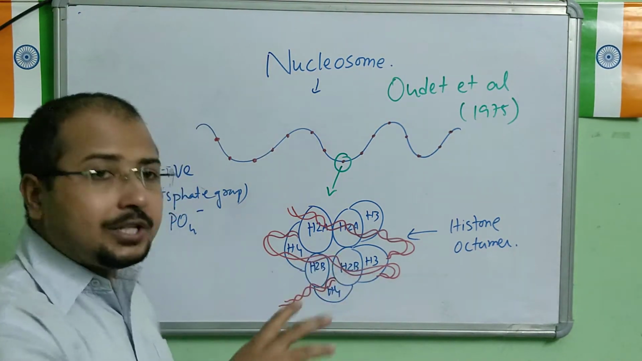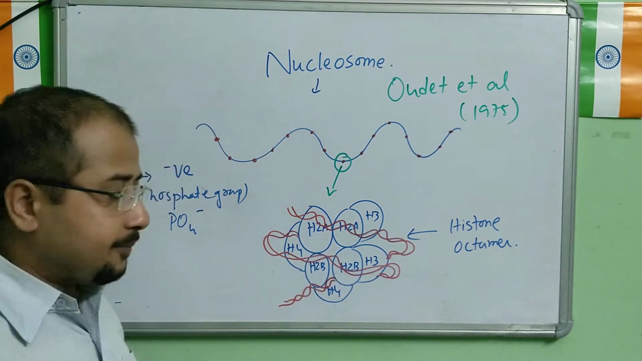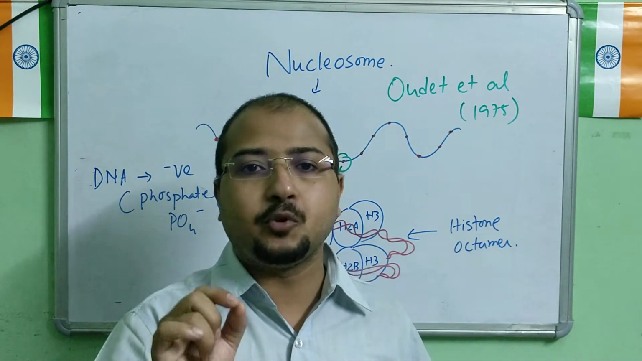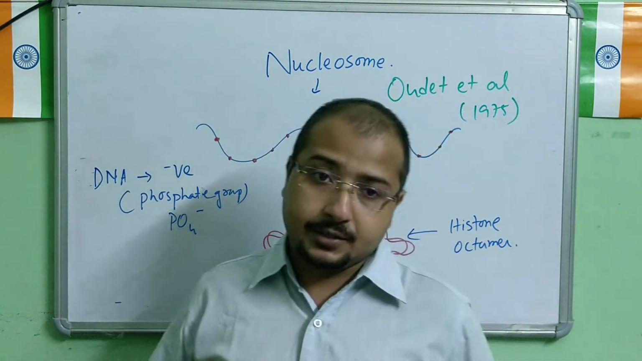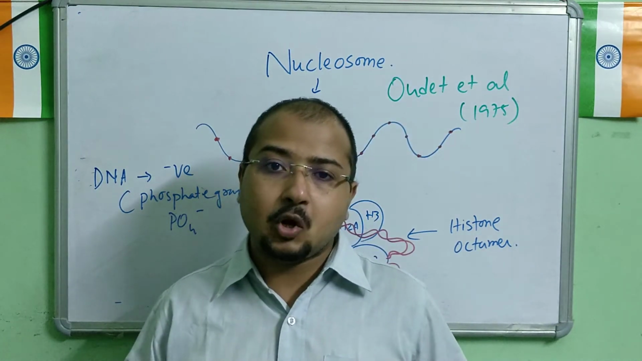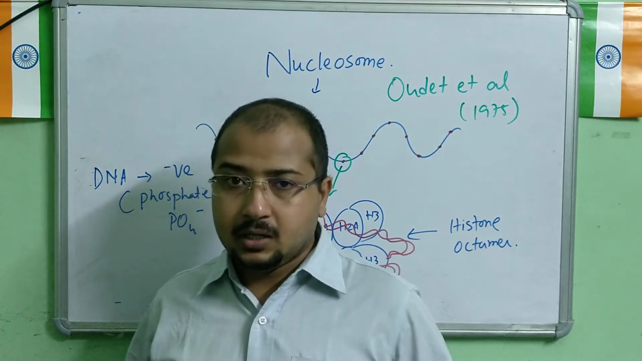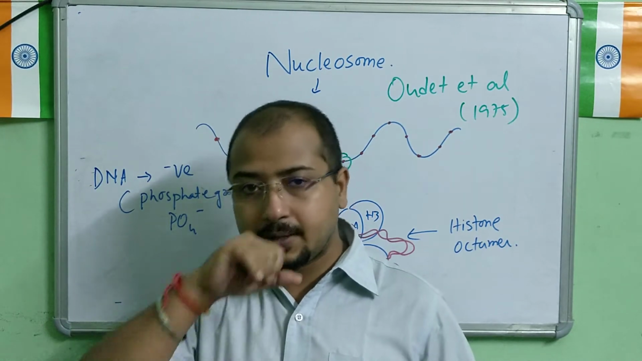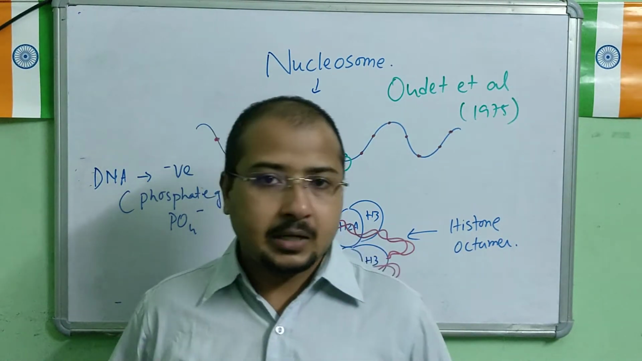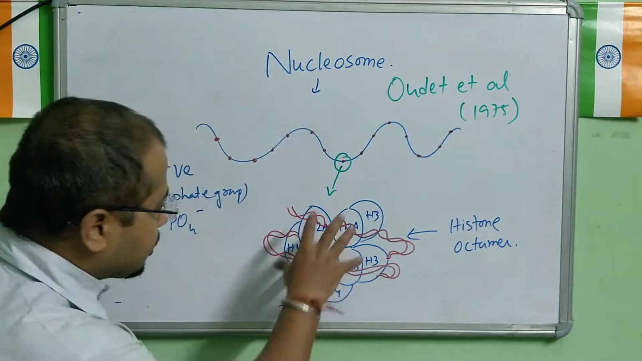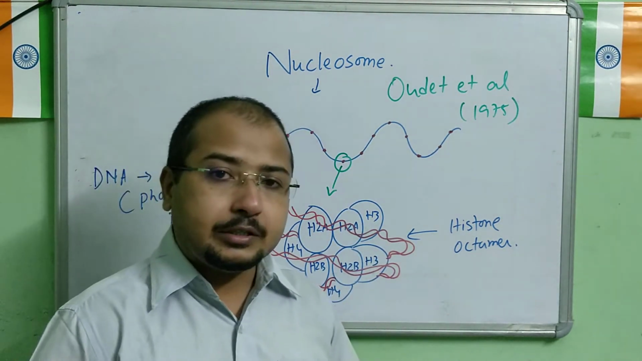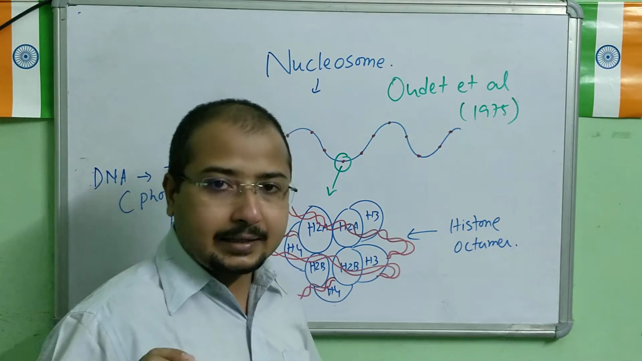The proteins. Now if you look at the proteins, what are the basic building blocks of proteins? Amino acids. Amino acids are the building blocks of protein. There are 20 different types of amino acids which make up all the different proteins. Okay. Now the histone proteins, two different amino acids are there.